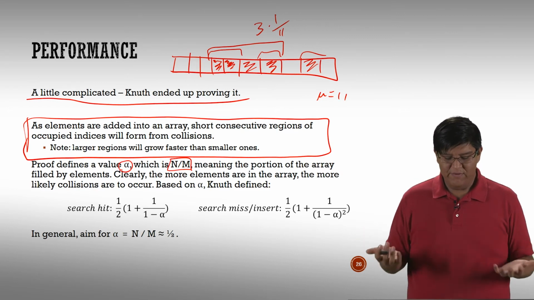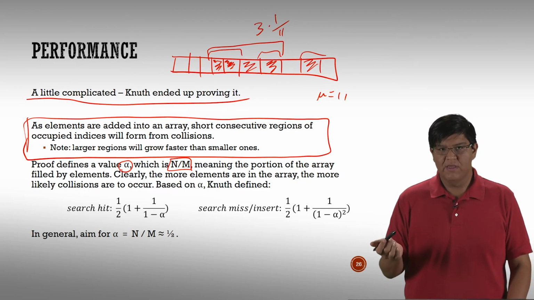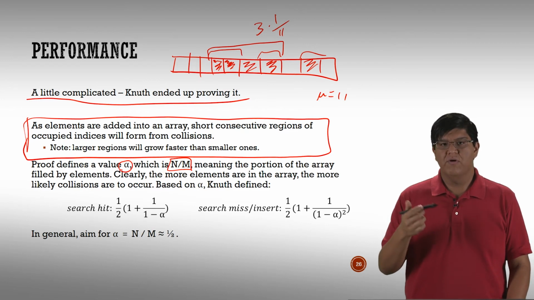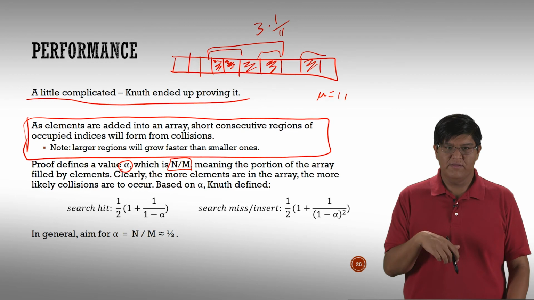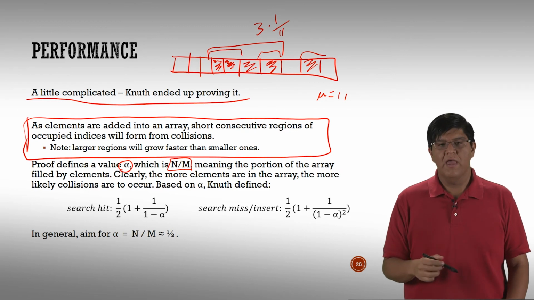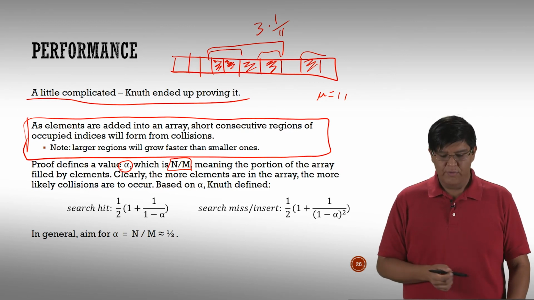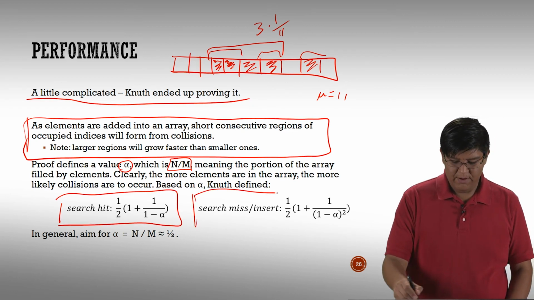So what is that used for? Basically, Knuth defined two formulas that let us find out how many checks are required for a successful search or an unsuccessful search. So Knuth basically defined two formulas that let us check, for a successful search and unsuccessful search, how many elements would be visited. So these are the formulas down here. And this is what we care about.